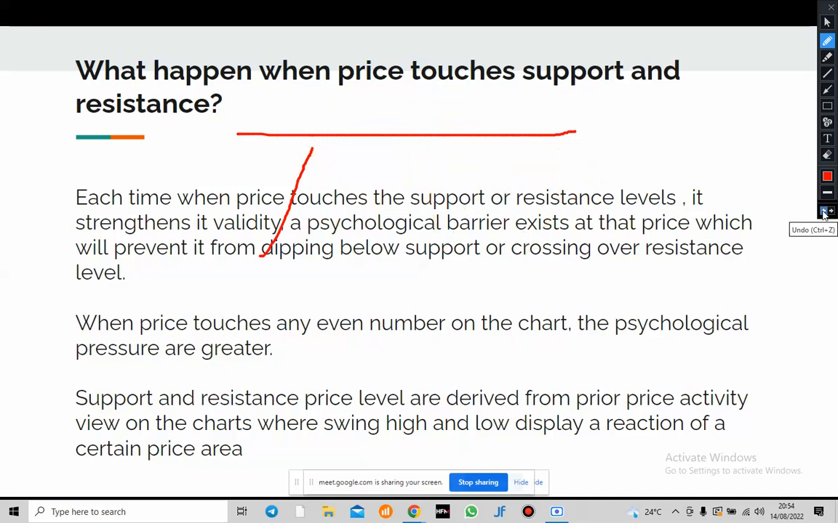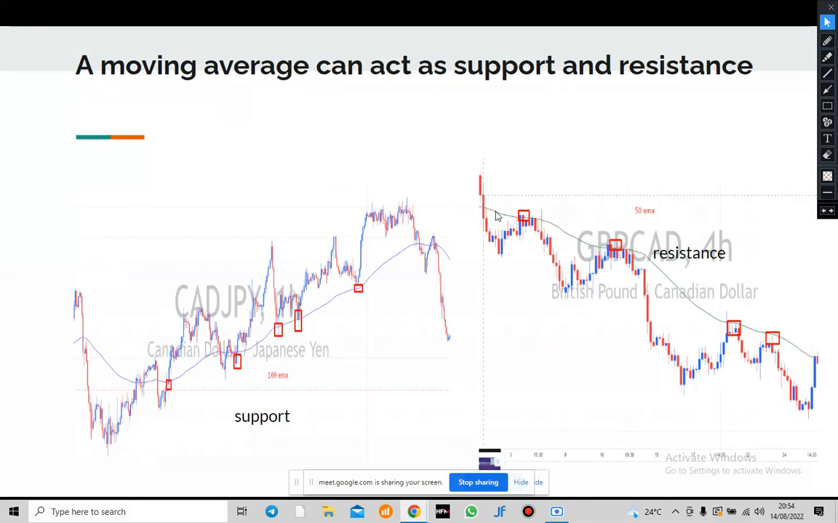Okay, so this is what happens when the price touches the support and resistance. A moving average can act as support and resistance, which means if you don't know how to draw or use the horizontal line to draw support and resistance, you can also use the moving average, because the moving average also acts as support and resistance.